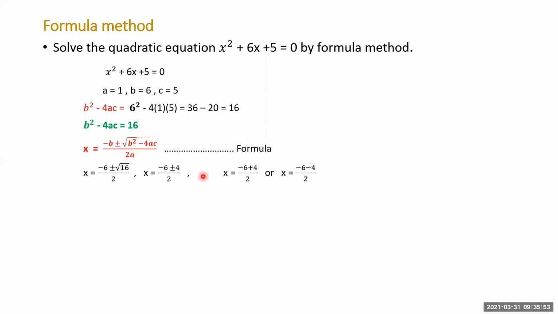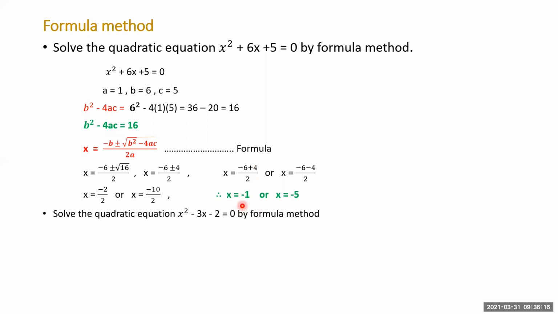Here what you have to do: one you write with the plus sign and the other one with the minus sign. So minus 6 plus 4, you will get minus 2 upon 2. Minus 6 minus 4, you will get minus 10 upon 2. When you cancel, you will get here minus 1, and here 5 times it goes, so minus 5 you will get, children. So here also the last answer you have to write: x equal to minus 1 and x equal to minus 5 are the roots of the given quadratic equation. Is it clear, students? So this is the formula method. It's very easy to solve because you only have to know this formula, and then you can substitute the values and you will get the answer.